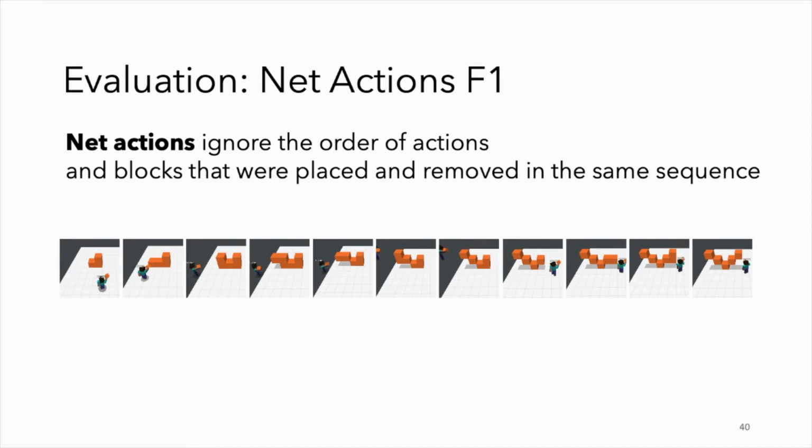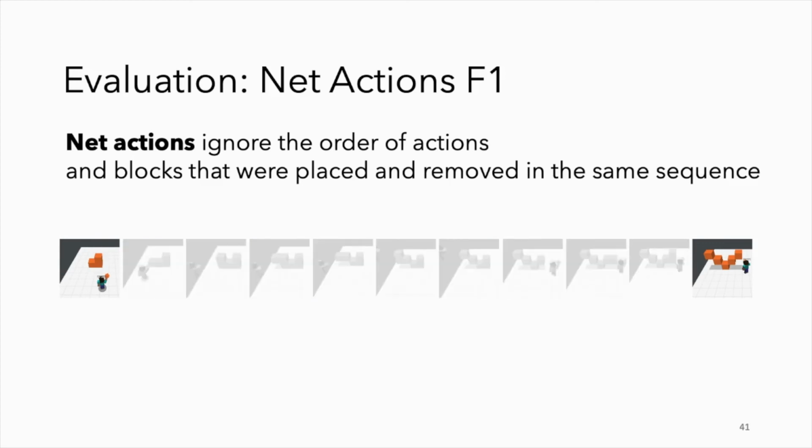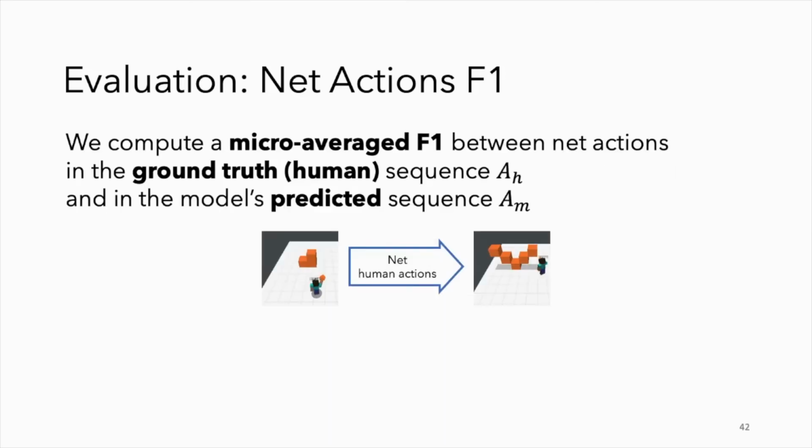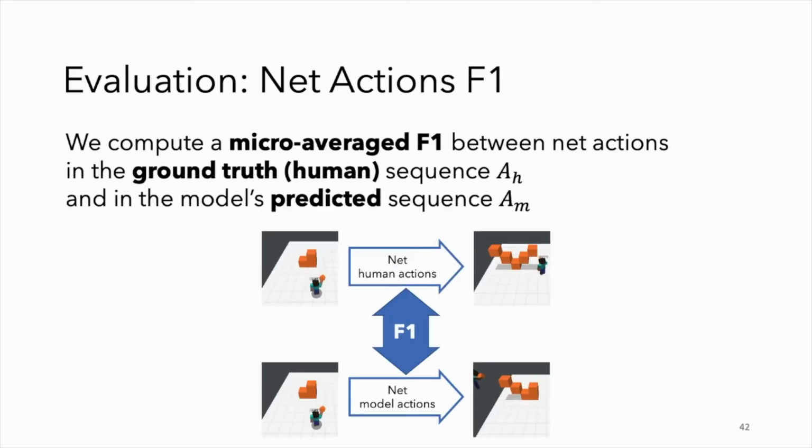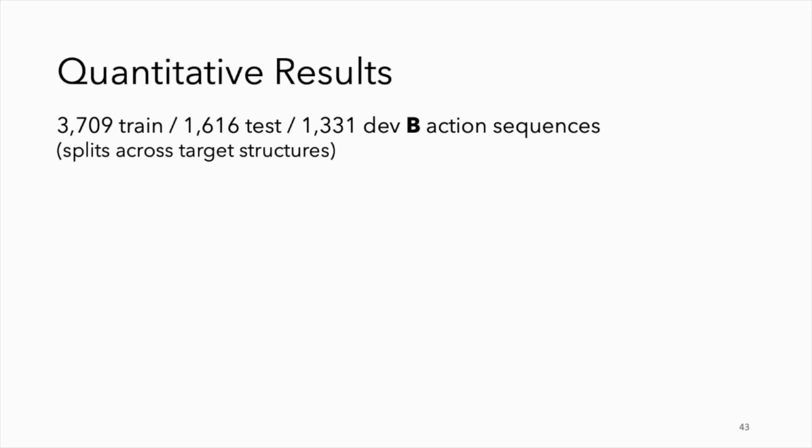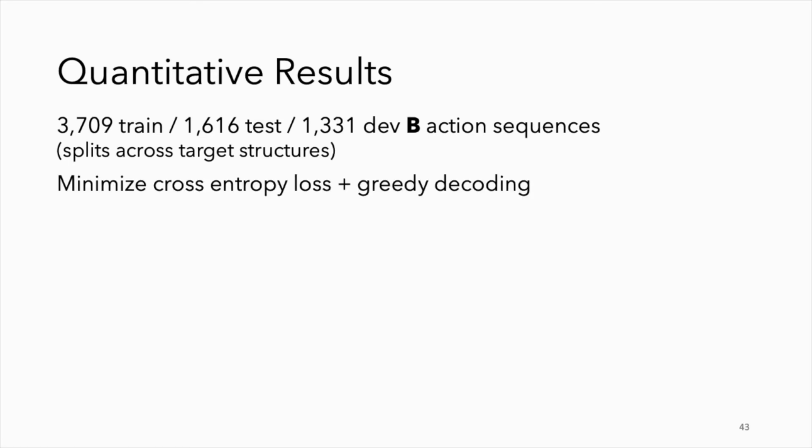We evaluate our systems automatically using an F1 score over net actions. Net actions ignore the order of actions. They also ignore blocks that were placed and removed in the same sequence. Specifically, we compute micro averaged F1 over net actions in the ground truth sequence and the model's predicted sequence. We train our models on 3700 training examples, using cross-entropy loss and generate sequences using greedy decoding.